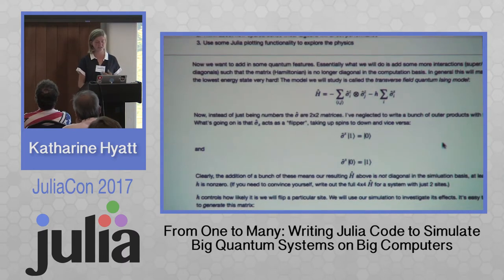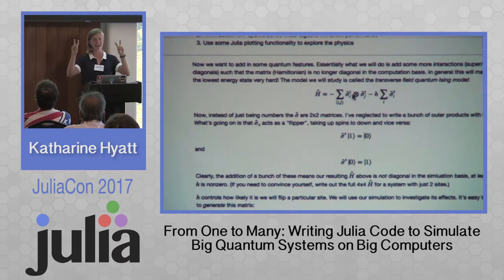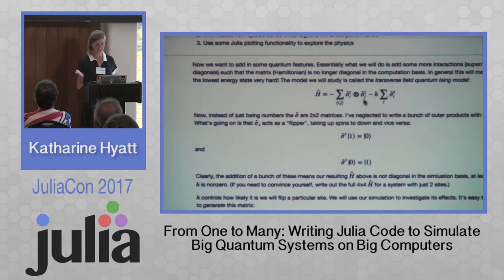So we're going to add in this transverse field term, and now the sigmas that before did not have any so-called hats have hats, because now they are themselves linear operators. These sigmas, which I will write out in a second, sigma x and sigma z, are 2x2 matrices that act on whatever the local state is. And we're going to combine them to make a huge operator H, which is going to be a really big matrix.